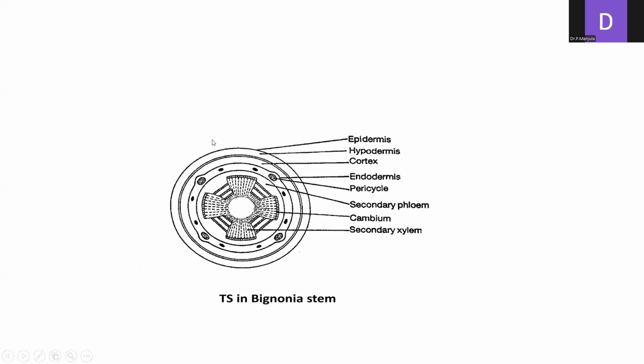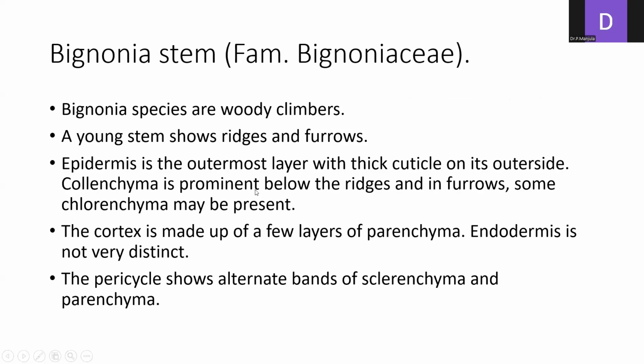It contains the outer epidermis, hypodermis, cortex, endodermis, pericycle. The epidermis is the outermost layer with a thick cuticle on its outer side, and collenchyma is prominent below the ridges. In between the ridges region, collenchyma is present, and in the furrows, parenchyma may be present. The cortex is made up of a few layers of parenchyma. Endodermis is not very distinct. The pericycle shows alternate bands of sclerenchyma and parenchyma.